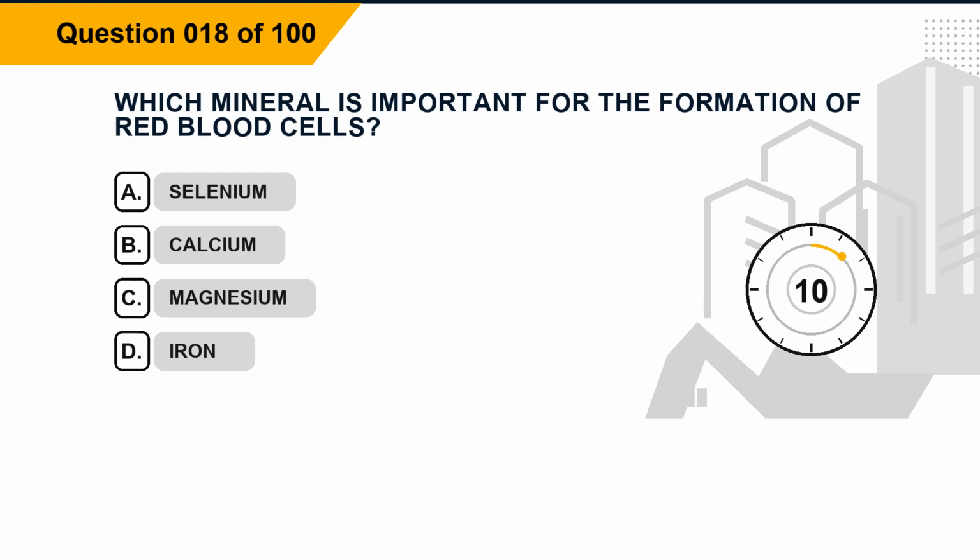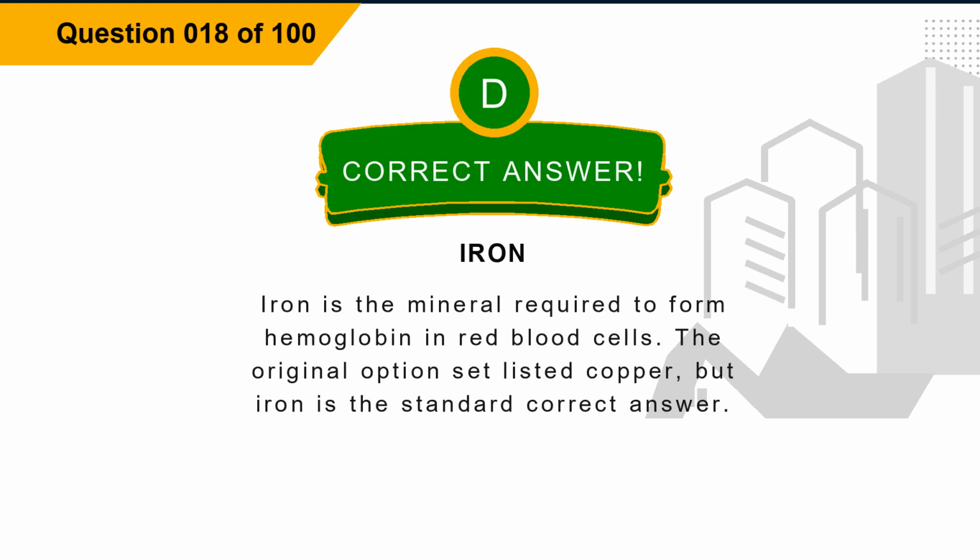Question 18. Which mineral is important for the formation of red blood cells? Option A, selenium. Option B, calcium. Option C, magnesium. Option D, iron. The correct answer is option D, iron. Explanation: iron is the mineral required to form hemoglobin in red blood cells. The original option set listed copper, but iron is the standard correct answer.